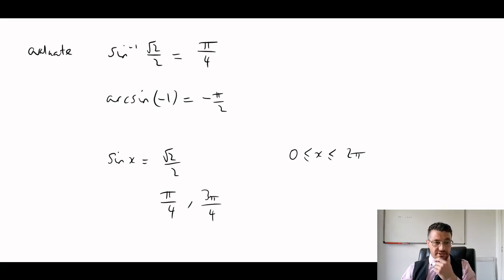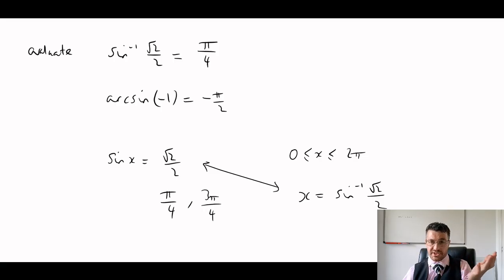Because when I rearrange this equation, so to speak, sine x equals root 2 over 2, I don't necessarily get x equals inverse sine of root 2 over 2. Because these are not equivalent. When we rearrange an equation, really what we want to do is rearrange it into an equivalent form. But sine x equals root 2 over 2 and x equals inverse sine of root 2 over 2 are not equivalent expressions.